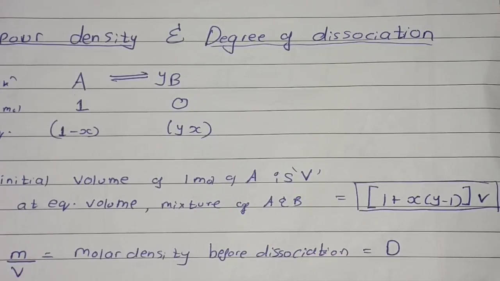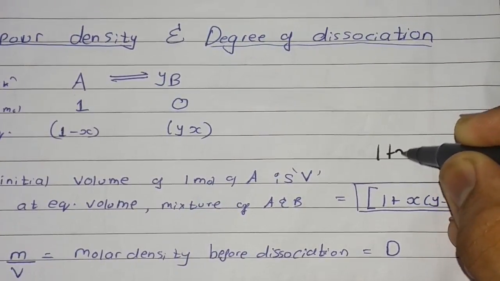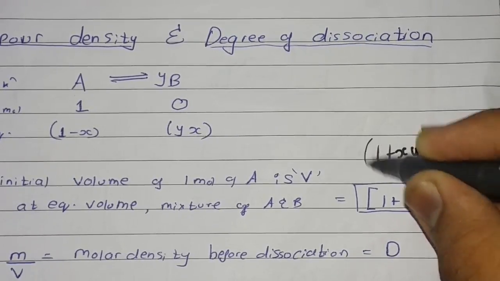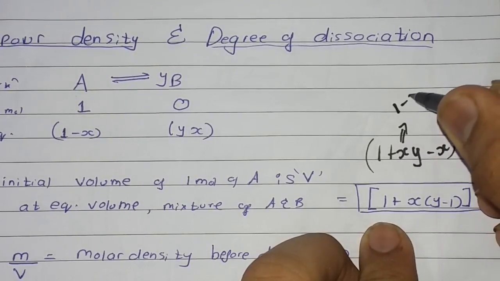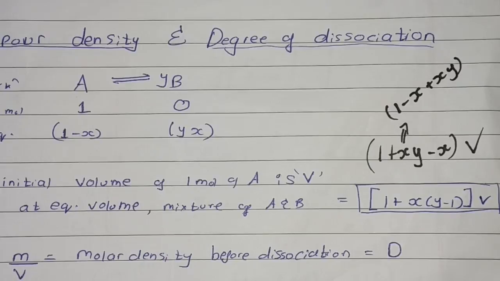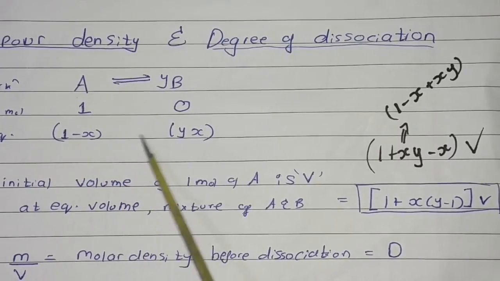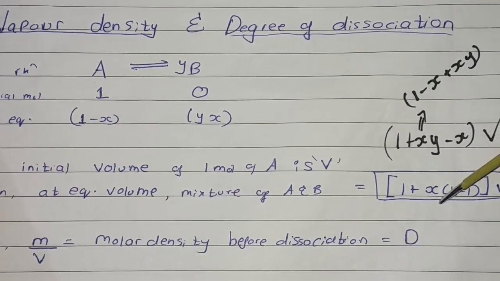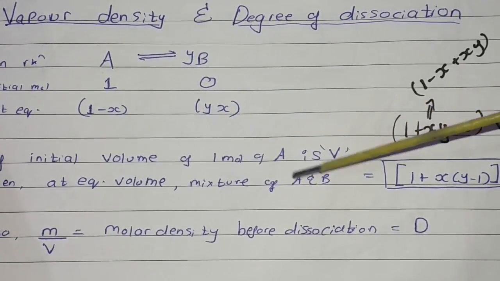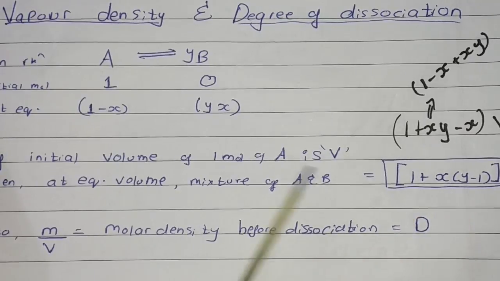Now, you know what this is? We can just substitute this by 1 plus x times (y minus 1). You know what 1 plus x(y minus 1) is? We can also write it as 1 minus x plus xy. You know what 1 minus x plus xy is? Nothing but this thing, 1 minus x plus xy, that is 1 minus x, this thing, plus this thing, that is the total number of moles, times volume. Alright, 1 minus x plus xy times V, that is the volume of the mixture of A and B at equilibrium: the total number of moles, 1 minus x plus xy, times its actual volume, that is the initial volume.